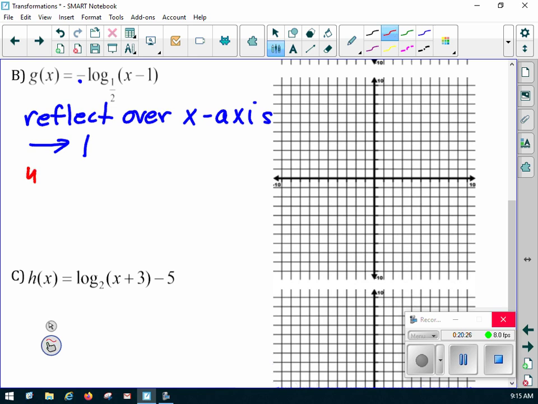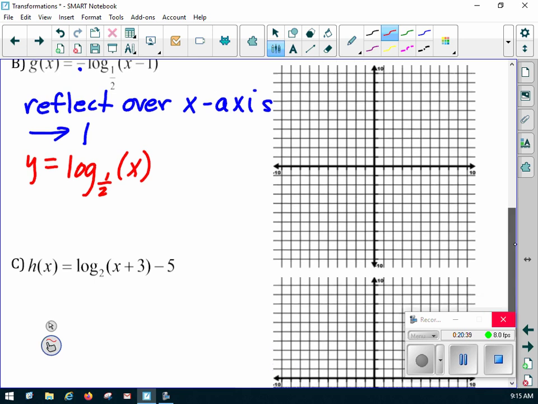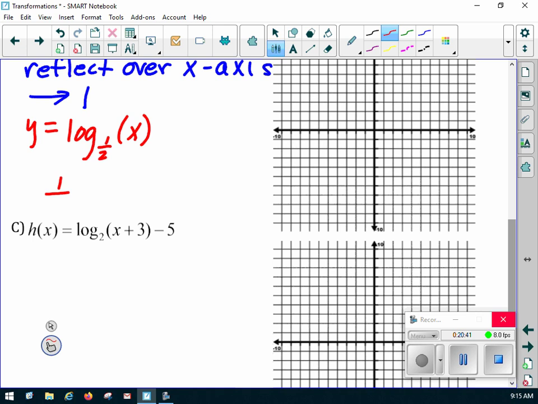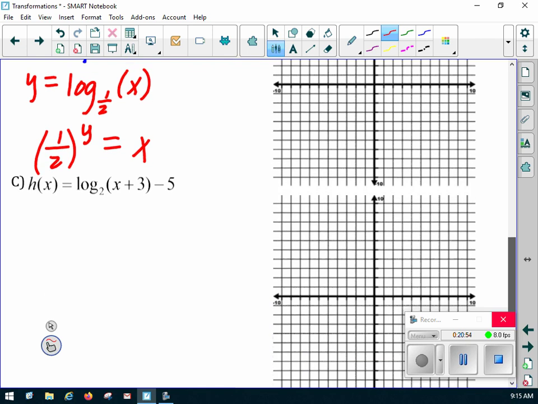Y equals log base 1/2 of x. Good. Rewrite as an exponential: (1/2)^y = x. Why are you using parentheses? I typically use parentheses when I have a fraction. Table. Why do the numbers go in the y? Because y is the exponent.